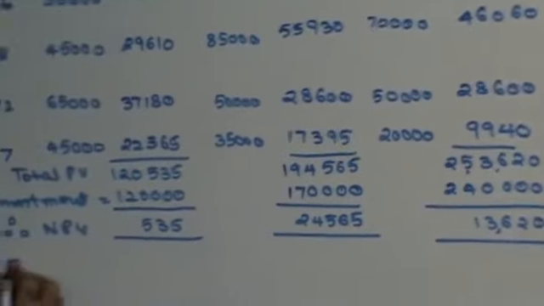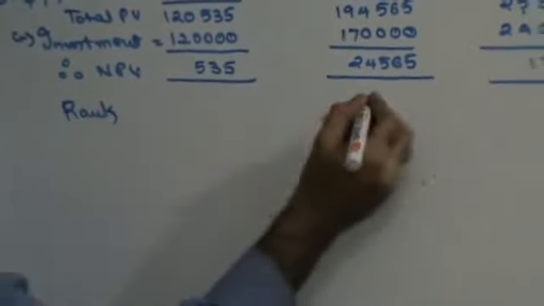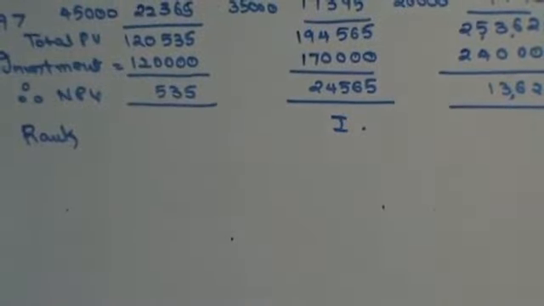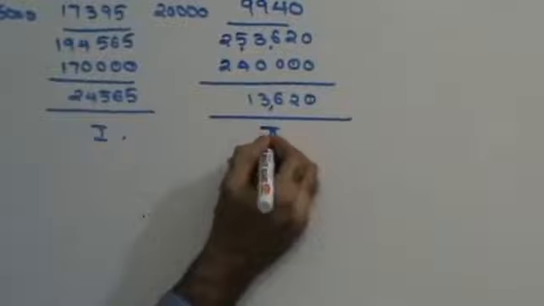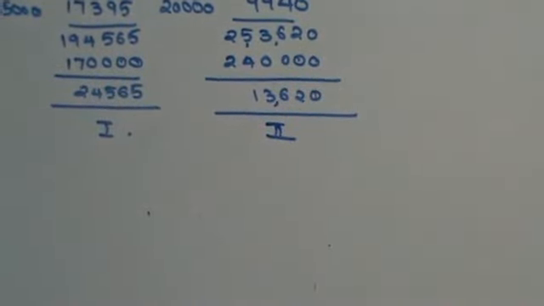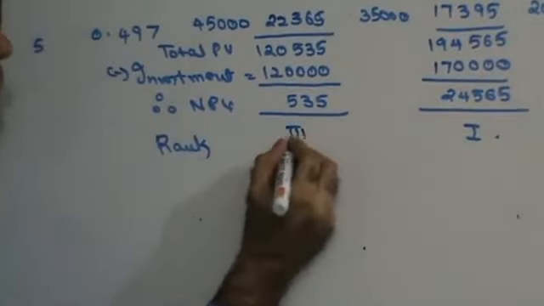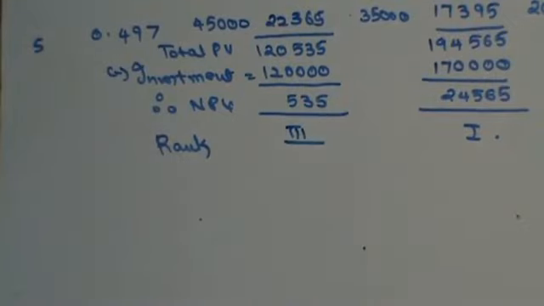So if I have to rank these projects, the first rank would be given to project Y because it has maximum NPV. Second rank would be given to project Z and the final would be to project X. Fine, do we get this? Let's try out one more sum, guys. Let's see one more sum.